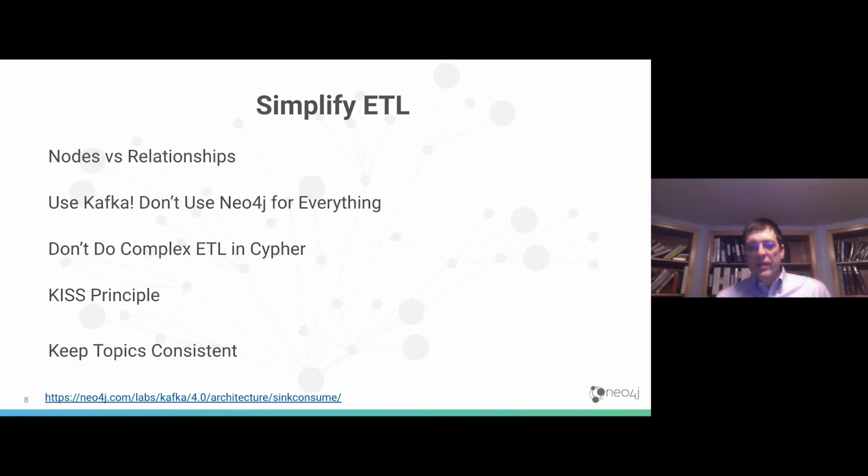If we're just writing nodes, we can parallelize that process. We can write different types of nodes. We can leverage multiple topics from Kafka, multiple consumers to pull off of those topics, and write nodes in parallel.